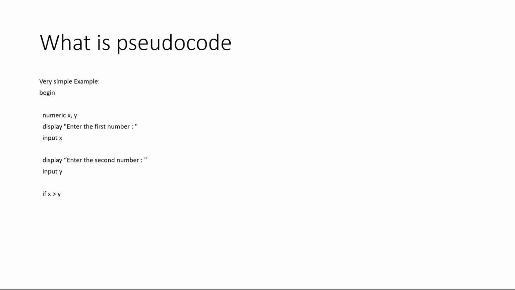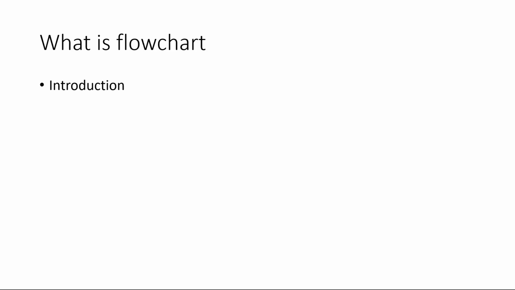Well, then we should check if x is greater than y, then display "x is larger than y", else display "y is larger than x", and end. Because it is pseudocode, it doesn't require you to follow any rule, really. You can just write whatever you like.